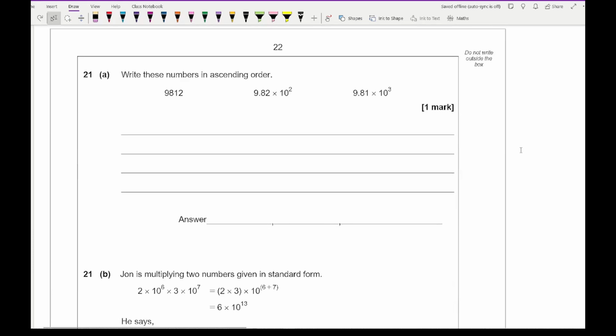Moving on to question 21a, it says write these numbers in ascending order. So what we want to do is convert these standard form numbers into ordinary form. So here we've got 9, and then we're moving the decimal point 2 places, so it's going to be 982, and this one moving it 3 places, which turns it into 9810. In terms of which one's smallest, with these questions I would always write the numbers in their original form. So I'm going to write 9.82 times 10 to the 2. Then the second smallest is 9.81 times 10 to the 3, and then the largest number is 9813.